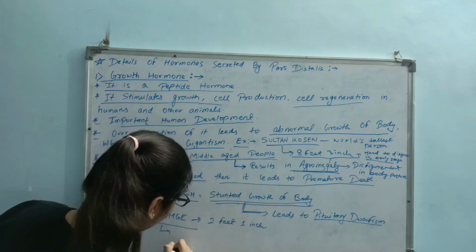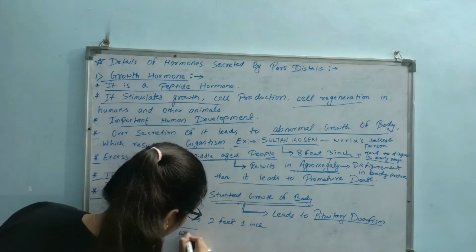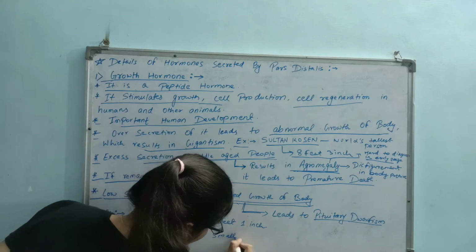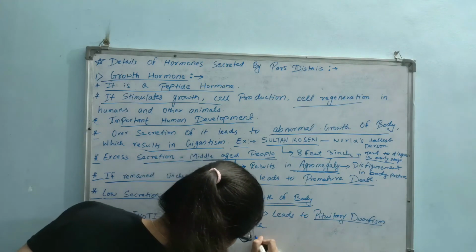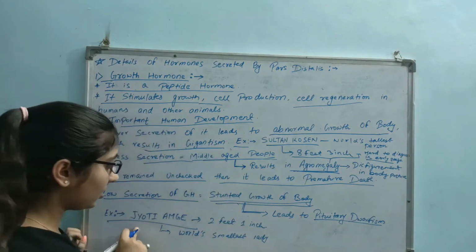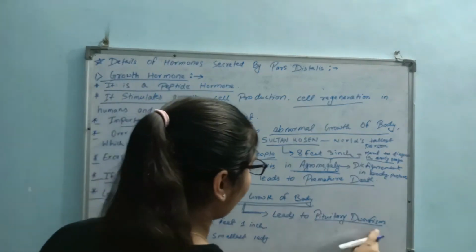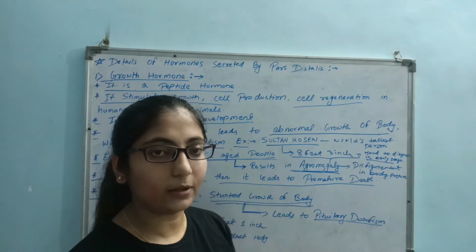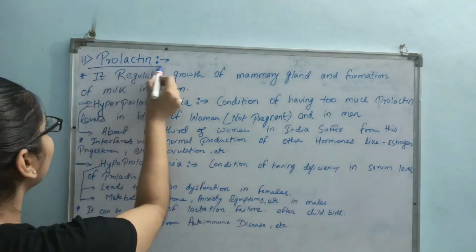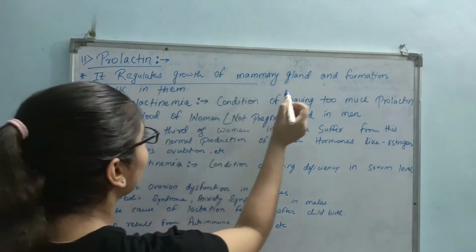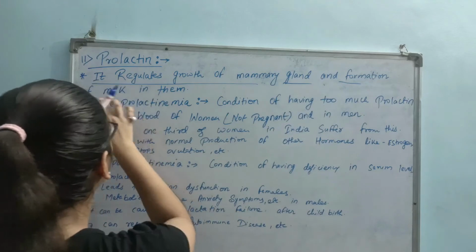So she is also known as the world's smallest lady because she is suffering from pituitary dwarfism. Now we will study prolactin hormone. Firstly, it regulates the growth of the mammary gland and formation of milk in them.